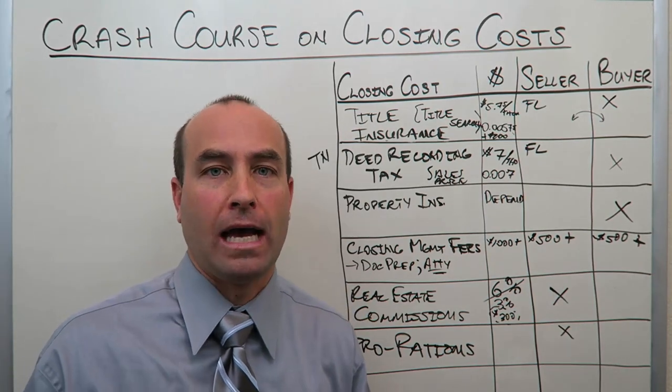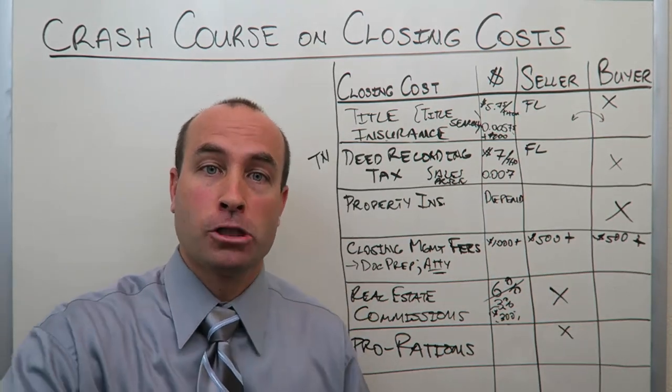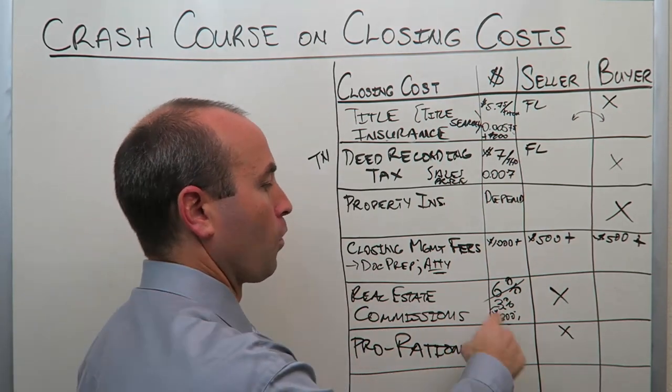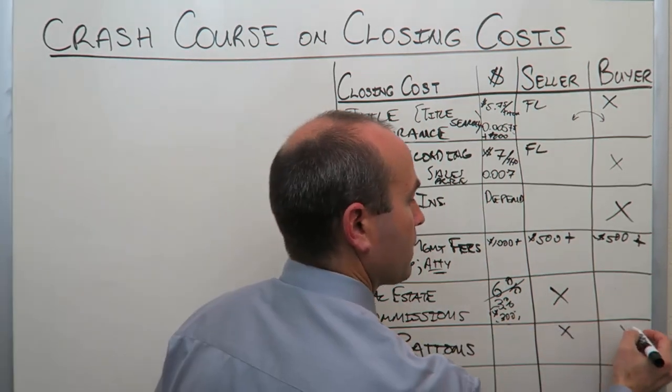In some cases, you do pay the taxes. Let's say you pay them in November, and then someone buys it in December. Well, then there's going to be the opposite proration where the buyer ends up prorating back to you.